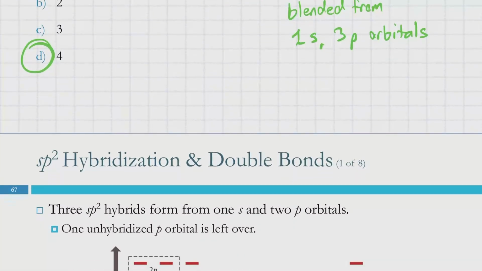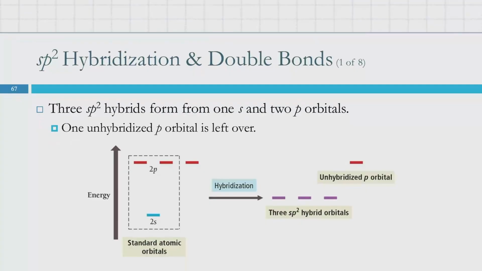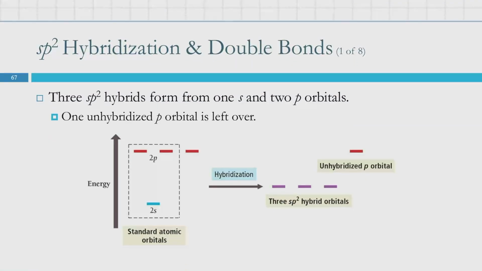We can also have sp2 hybridization, and we frequently get double bonds when we do sp2. So 3 sp2 hybrid orbitals form from 1 s and 2 p orbitals. 1 plus 2 equals 3. And that means that we have 1 unhybridized p orbital left over. So in our diagram, our 1 unhybridized p orbital is shown here. We hybridize the other 3.